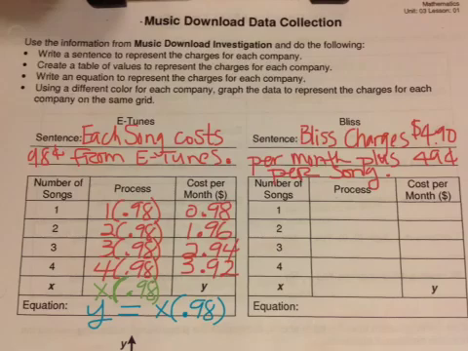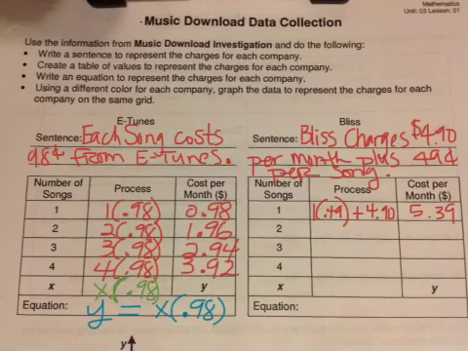So now what we want to do is think about the process. If I want to buy one song at Bliss, what would I do? You'd have $4.90 plus 49 cents, which would equal... Okay. So I'm still going to have one song times the charge, but I have to add the monthly fee of $4.90. So how much is $4.90 plus 49 cents? $5.39, I think. Does anyone else think it's $5.39? I agree.